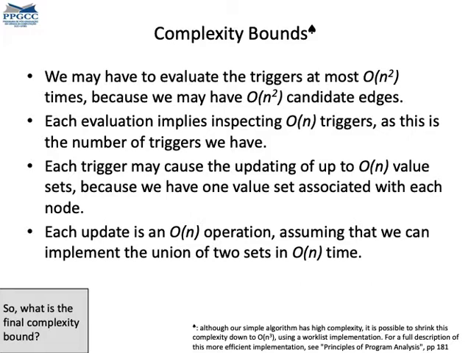If a trigger is updated, then we will have to update value sets. We might have to update O of n of them, for that's how many value sets we have. And each update is O of n because that means doing set intersections where each set may have size n. So in the end, this naive algorithm is O of n to the fifth. That's pretty high, but in practice, this algorithm can be implemented to run in cubic time on the size of the program. For the efficient implementation, see Nielsen's book, page 181.